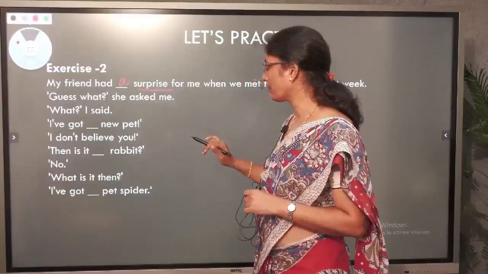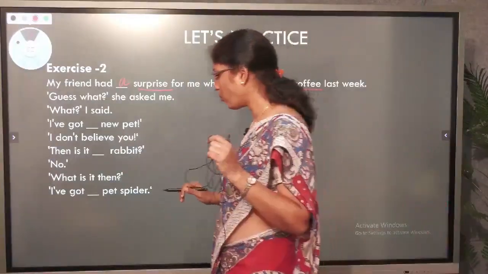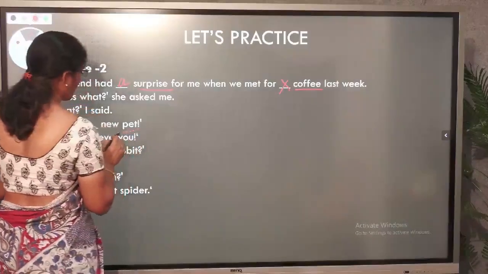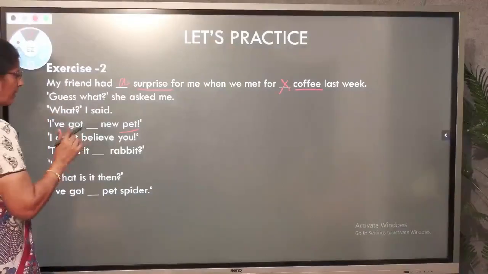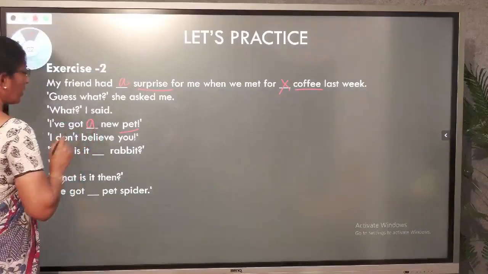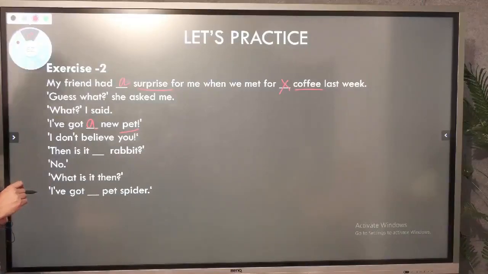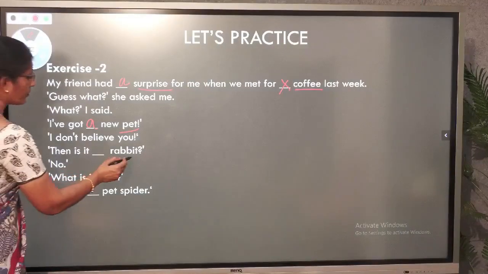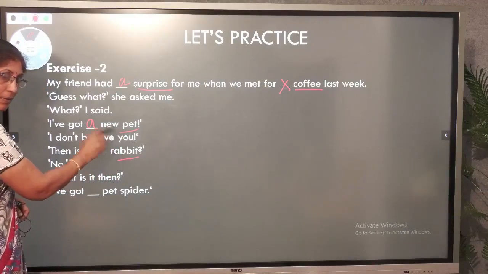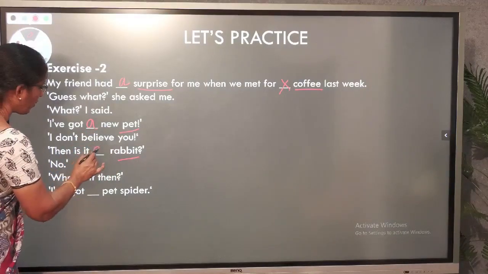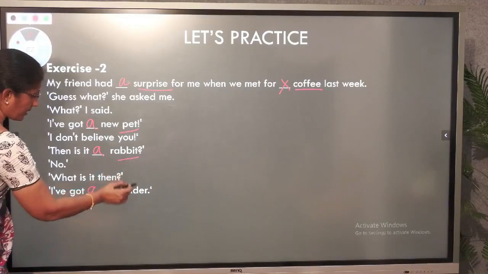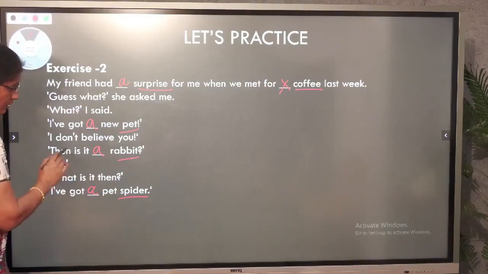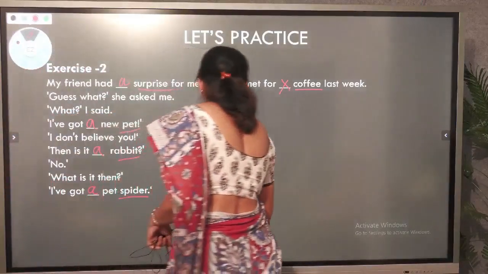Guess what? She asked me. What I said: I have got a new pet. So pet is a singular one, and the first time he is talking about it, it's not specific, in a general sense. I don't believe you. Then is it a rabbit? Here it talks about pet but not rabbit. Is it a rabbit? That means it's non-specific. No, what is it then? I have got a pet spider. The same case: singular noun, non-specific.